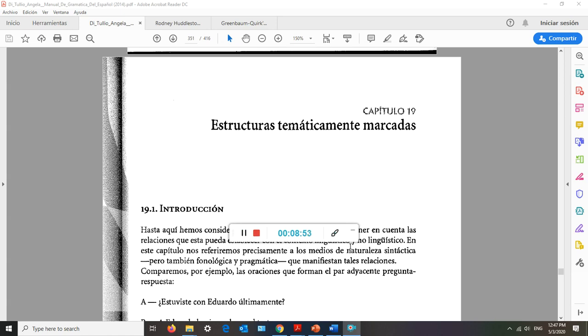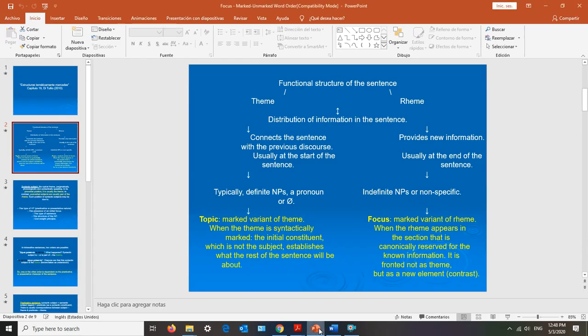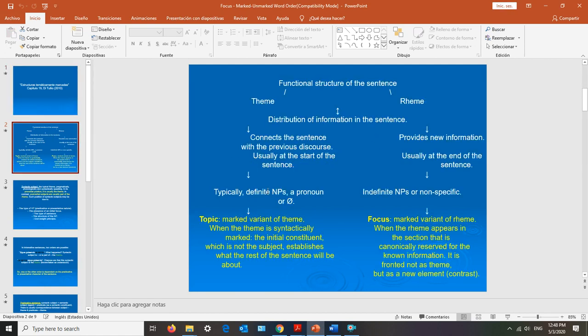Okay, now is the moment in which I'm interested in talking about the introductory section of chapter 19 in the Tullius manual, which is Estructuras temáticamente marcadas. This is where she tackles information on the order of sentences in Spanish, and that we can extrapolate when speaking about English as well.